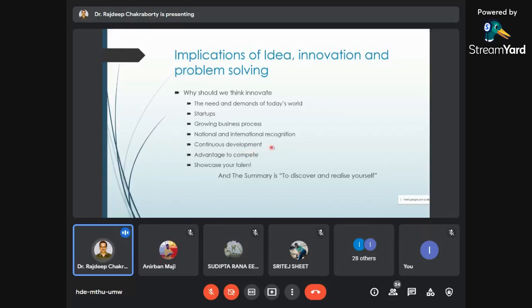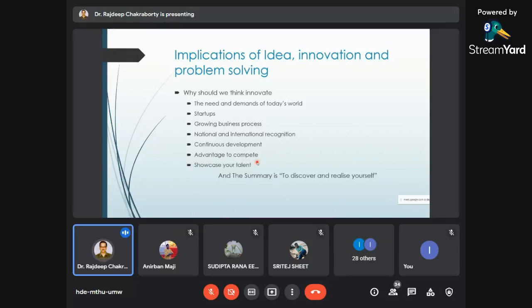Idea and innovation is a continuous development process. So once you have an idea, you want to implement it. Then you have to study different technologies or different methods of implementing. So what will this do? This will develop yourself. Advantage to compete. Obviously, the more you know, the more different you will become. Okay. So the summary is, whenever you generate an idea, whenever you publish or implement your idea, you will discover and realize yourself. So these are the implications of idea and innovations.